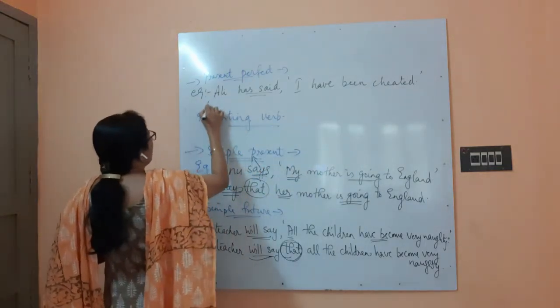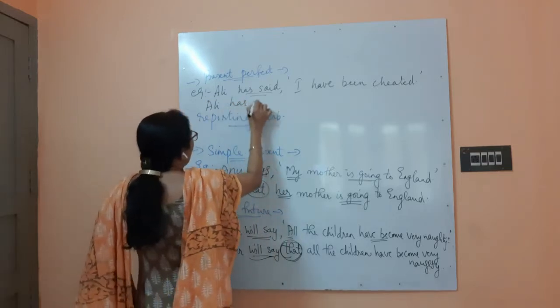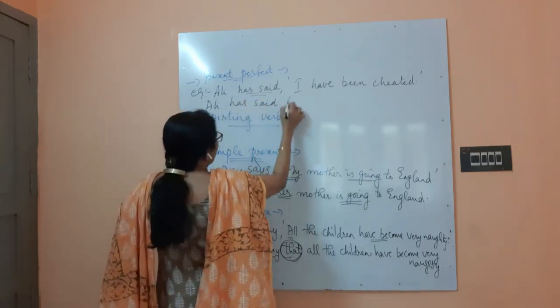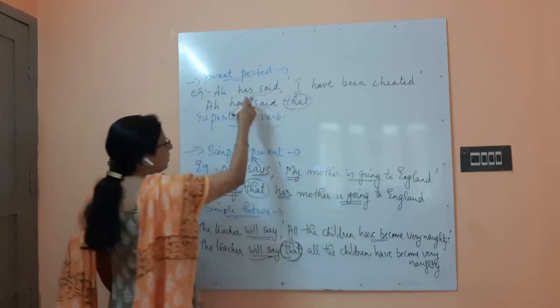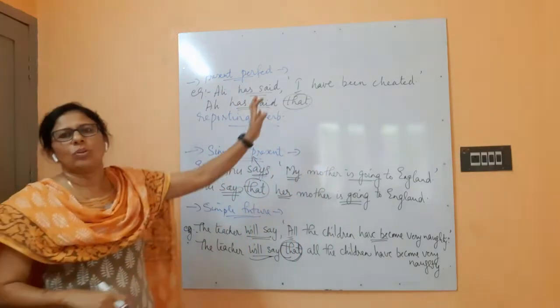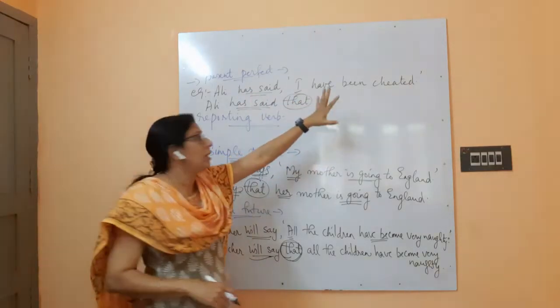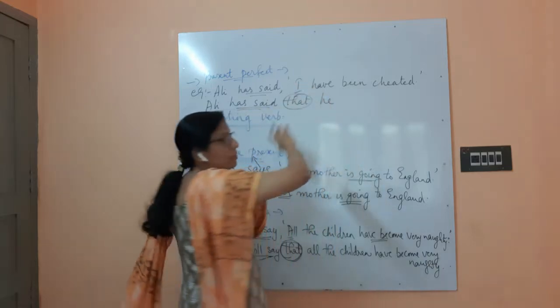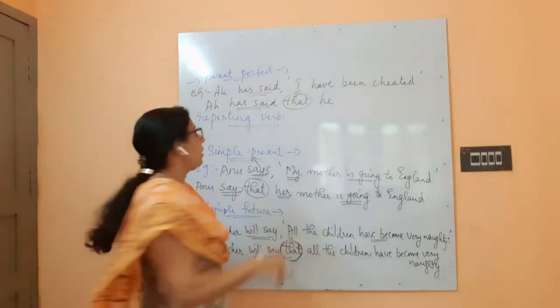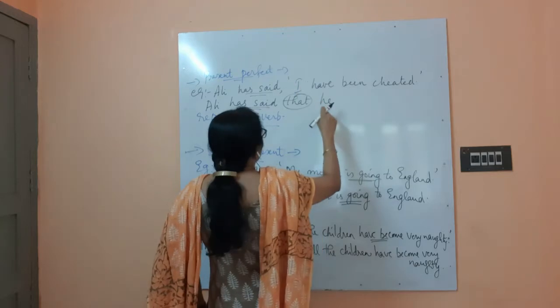Okay, so how will you convert this to indirect speech? Ali has said that. Of course, this conjunction is there, and the reporting verb is present perfect, so we don't need to make any changes in the tense given in the quote. Okay, Ali has said that. Of course, the person has to be changed. Okay, and person I to he, first person to third person.